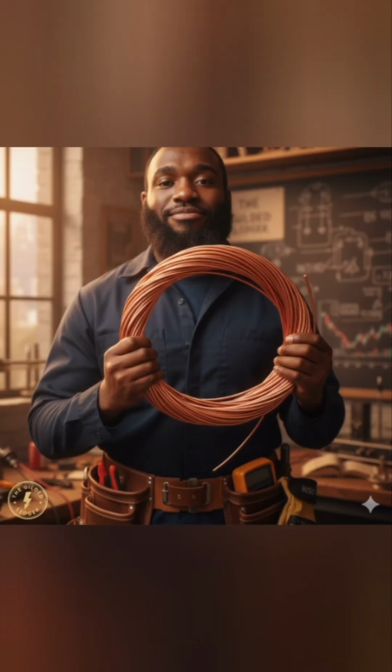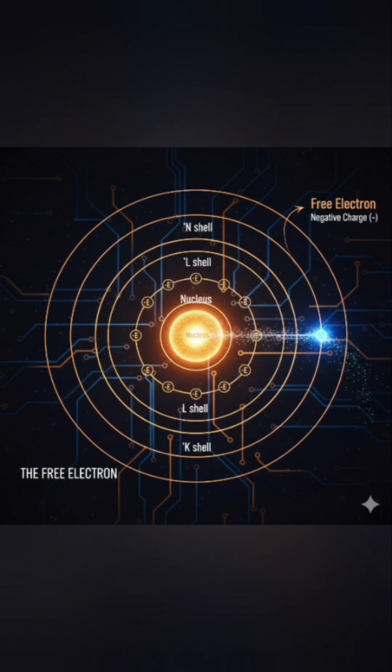This outer shell electron is like a loose cannon. It's easily dislodged when it gets a little nudge, say from another atom's electron. It can break free and wander independently through the matter. We call these free electrons or loose electrons, and this is the fundamental difference between a conductor and an insulator.